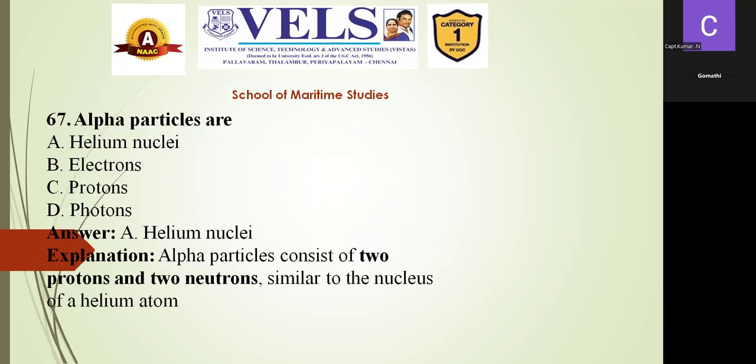The radioactive emissions are classified into three types: alpha, beta, and gamma particles. Alpha particles consist of two protons and two neutrons, so helium with 2 and 4 as lower and upper numbers. Alpha particles consist of two protons and two neutrons. It is similar to the nucleus of a helium atom. So the answer is option A, helium nuclei.